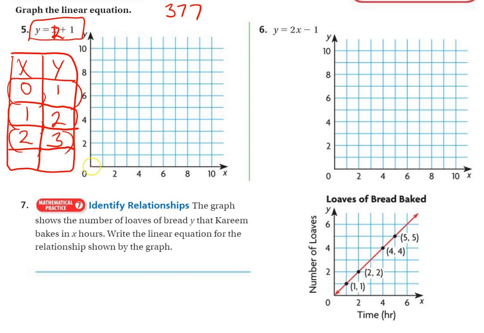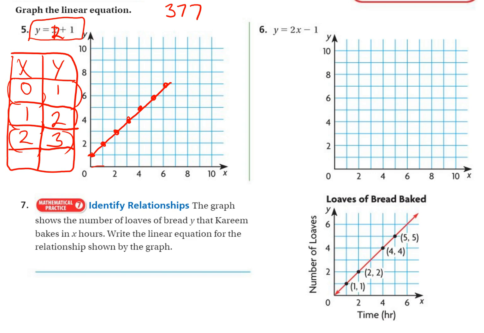Okay, when x is 0, I'm not going to run at all, but I am going to rise 1. Then the next one I run 1, rise 2. The next one I run 2, rise 3. And that's it. Now I've got to just connect the dots. There's my line, there's my points. Done. Graphed and done. My next point would be here, here. My line is a little off.